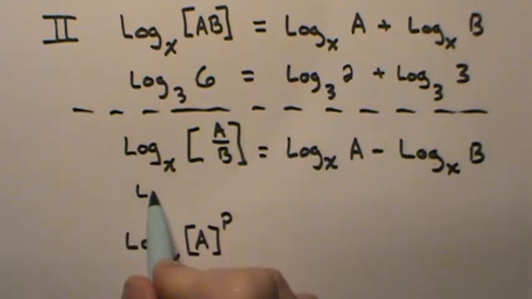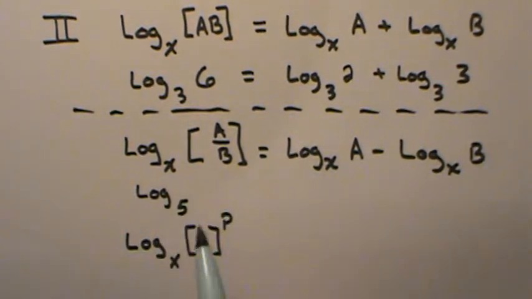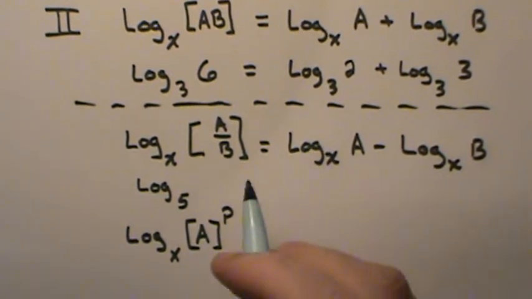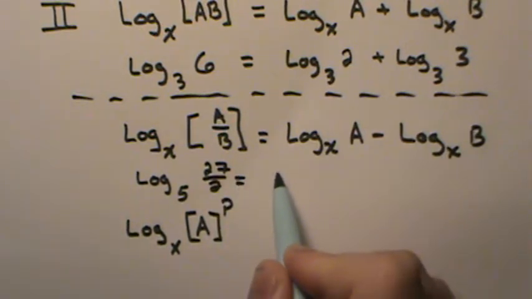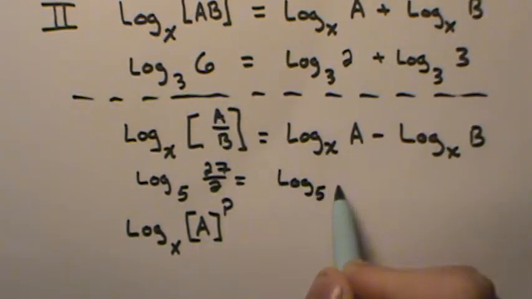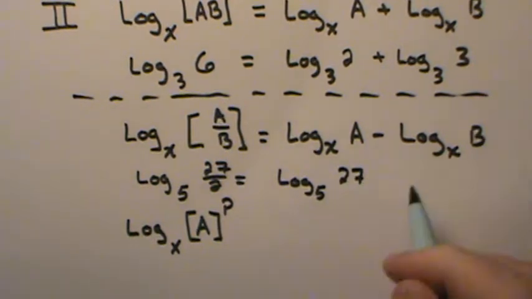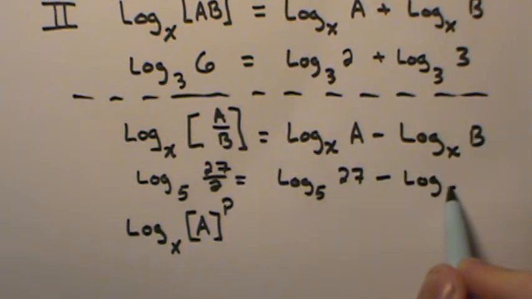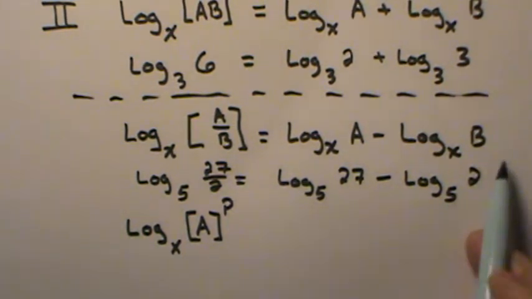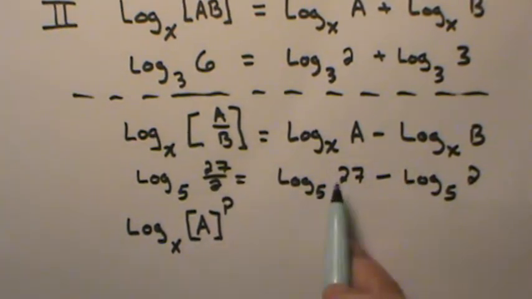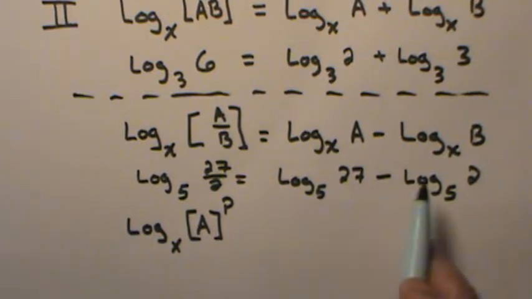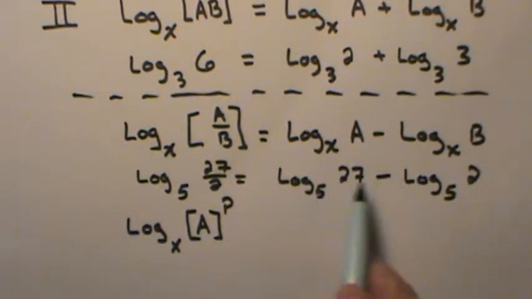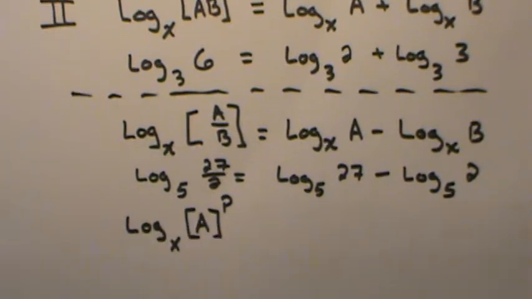Example of this. Let's say I had log base 5 of, I don't know, 27 halves. We could say that that is equivalent to log base 5 of 27 minus log base 5 of 2. If you were to put this in the calculator, it's equivalent to that. If you're just trying to simplify an expression, you could say 27 divided by 2. So you just take these arguments and you can divide and condense this down into that statement.